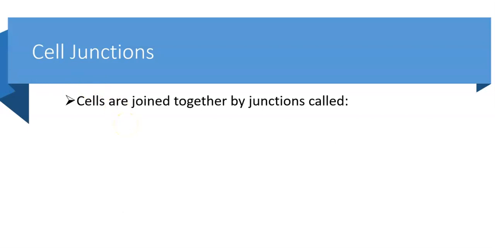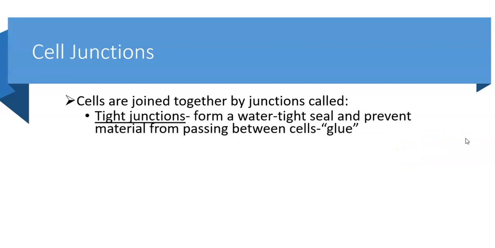Again, this is how two cells are held together. The first one is known as tight junction, and just as the word implies, tight, they're really close together. They're actually so tight that they're watertight, and that's going to prevent material from passing through them. It's kind of like the glue that's holding the cells together.